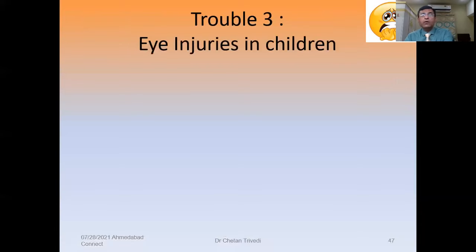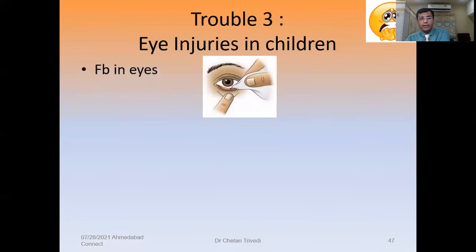Now trouble number 3, eye injuries in children. Now, these are very common. We know that foreign body in the eye can be found because now with two-wheelers, the children are standing in front, and there can be dirt, or whenever there is a foreign body, it can go inside. So the patient can present with a foreign body in the eye.